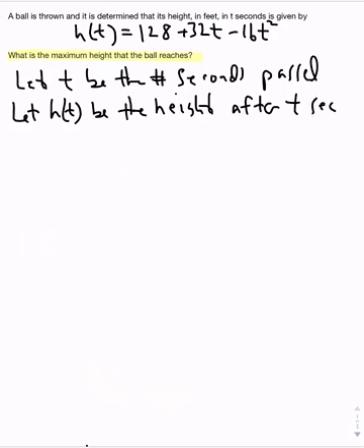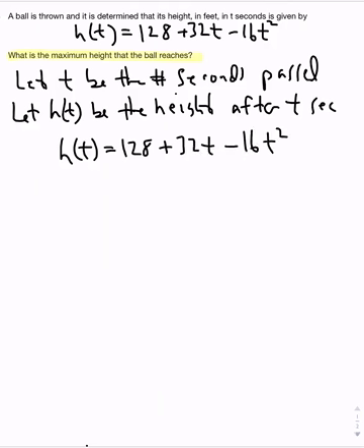So those are our variables, time and height. Step 2 is to find an equation that relates the variables. In this case, we're given that equation. The height function is that equation. So here's step 2. So I will work with this function in order to answer the question.